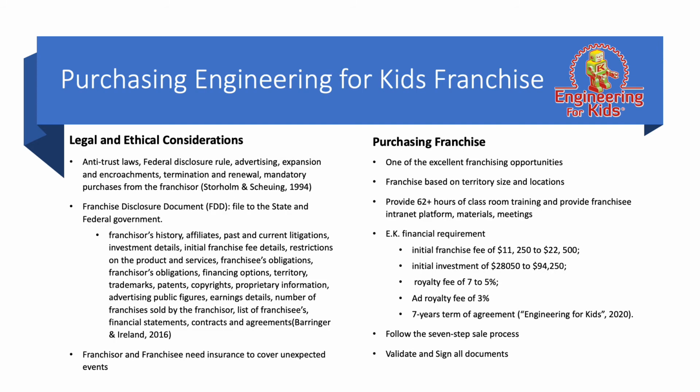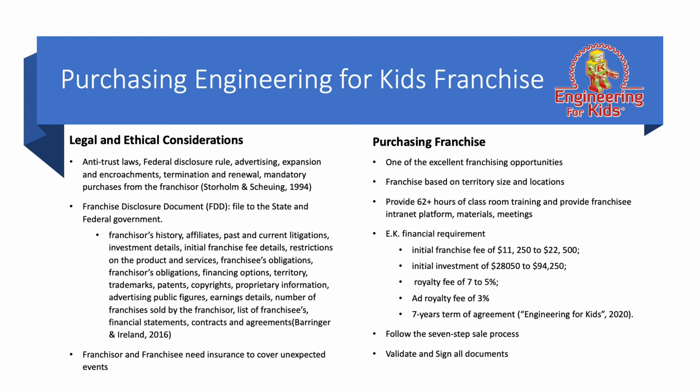When you want to purchase the franchise for Engineering for Kids, follow the seven-step process which was detailed earlier, and also make sure the legal and ethical things are considered. There are laws to protect that. For example, antitrust law, federal disclosure rule, advertising, expansion, encroachment, termination, and renewal. So there are various policies and laws to protect it.